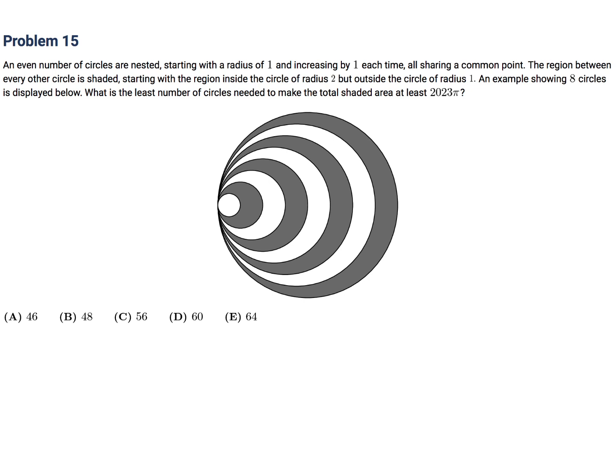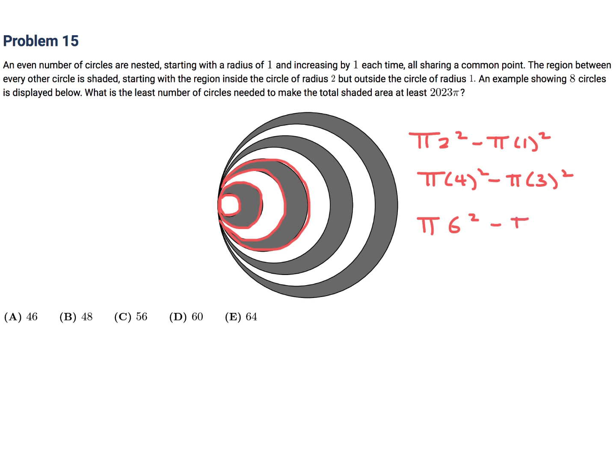Well, if you look at, let's use red here. If I look at this circle here, and in particular, if I try to calculate that shaded area, it's basically the area of the bigger circle, which would be pi 2 squared, minus the area of the smaller circle, which would be pi 1 squared. And I believe that is correct. Then very similarly, the next shaded region would be pi 4 squared minus pi 3 squared, I believe. And then similarly, pi 6 squared minus pi 5 squared, and then pi 8 squared minus pi 7 squared.